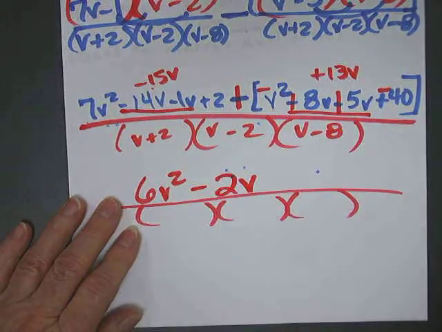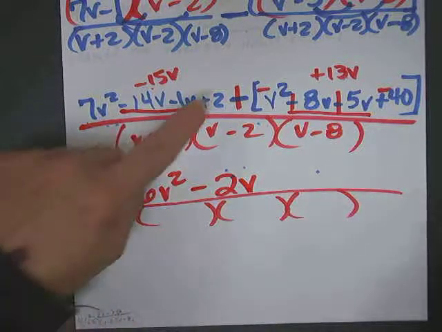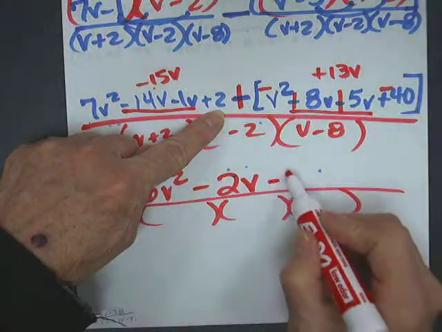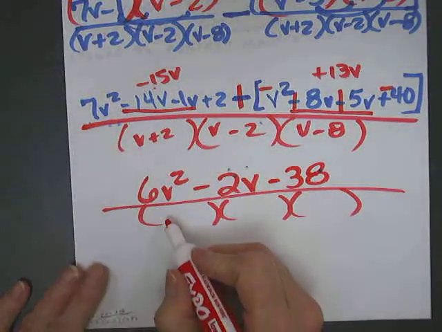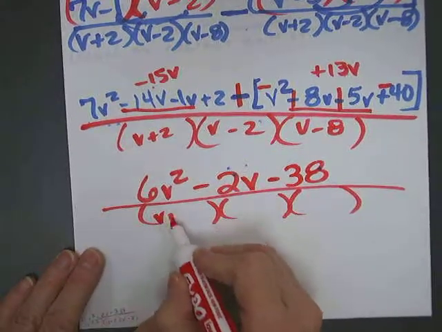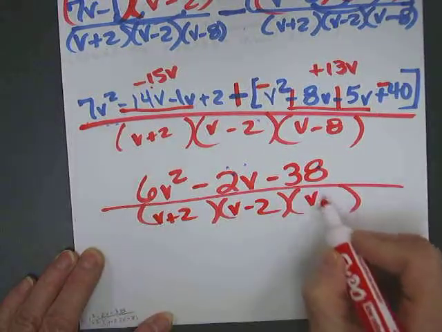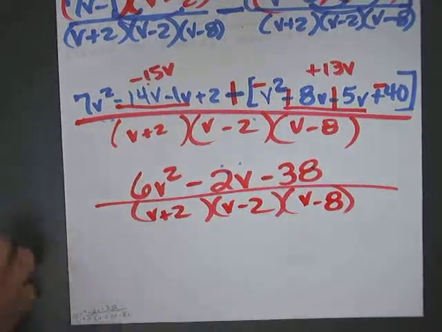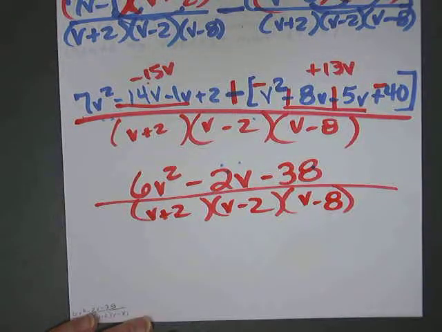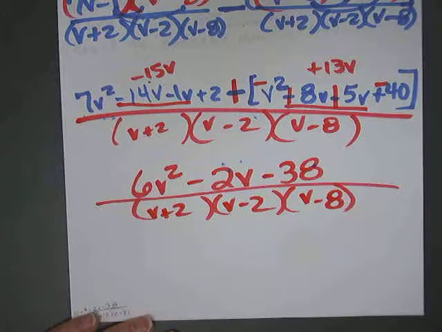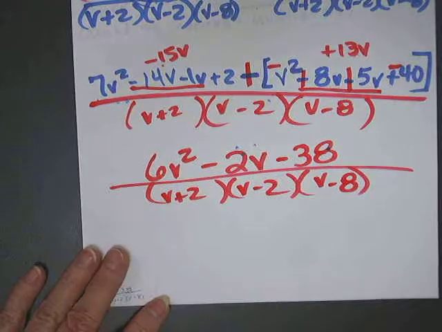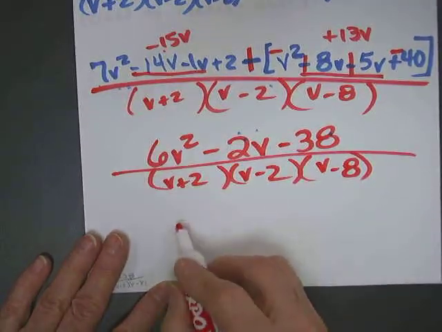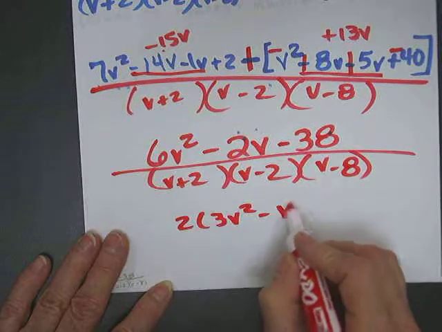Now you're going to add like terms on the top. V squared: you've got 7v squared and minus 1v squared. That's 6v squared. 7 minus 1 is 6. And we've got a lot of these here. These two add up to negative 15. These two add up to positive 13, right? Negative 2v. And the numbers? Minus 38. Negative 38, right.